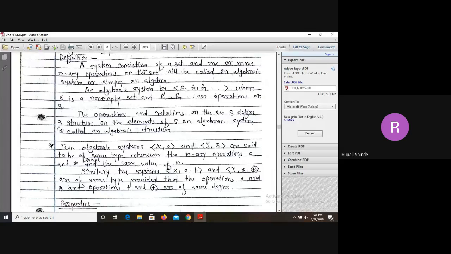So again we can say that these two algebraic systems are same when composition and star are having same degree, and plus and XOR, these two are having same degree. Then only we can say that these two algebraic systems are same. Concept understood?